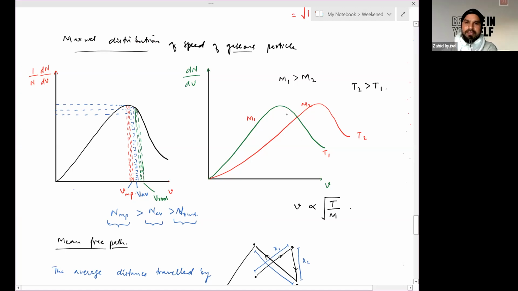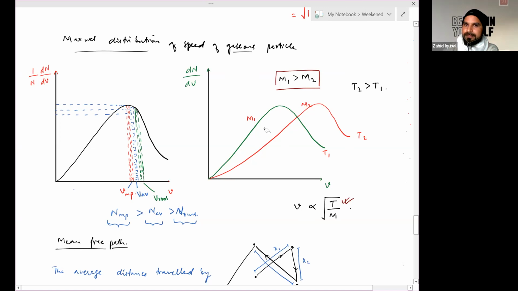Now the next graph defines how we may define this particular curve for two different gases. First, on the basis of molecular weight, according to the above formula, velocity of gas, Vmp, Vaverage, Vrms, is directly proportional to temperature. As the temperature of gas increases, this curve gets shifted towards the right. It means velocity increases. Next, it is inversely proportional to molecular weight. Like hydrogen, its molecular weight is 2. Helium, 4. Oxygen, 32. Nitrogen, 28, and so on. So on changing molecular weight, this velocity gets shifted towards right or left.